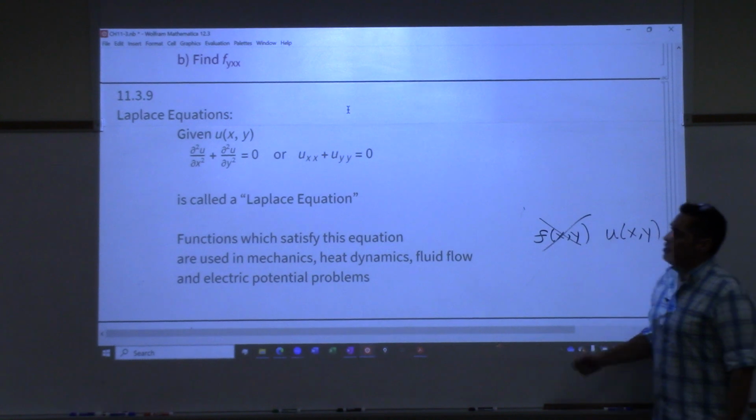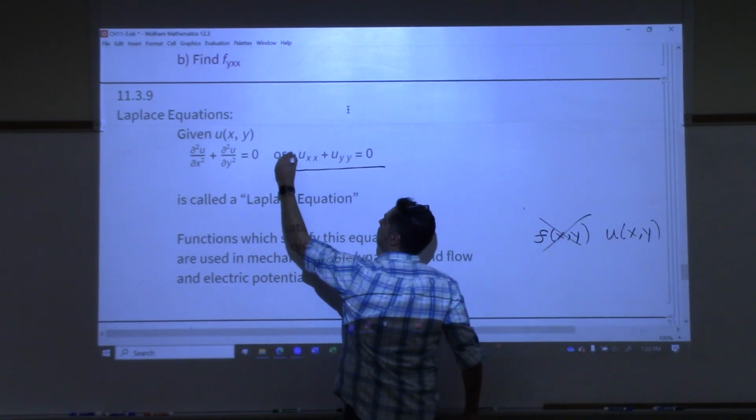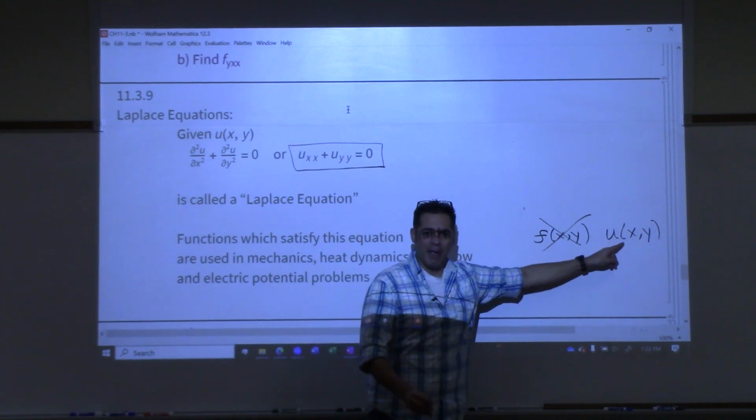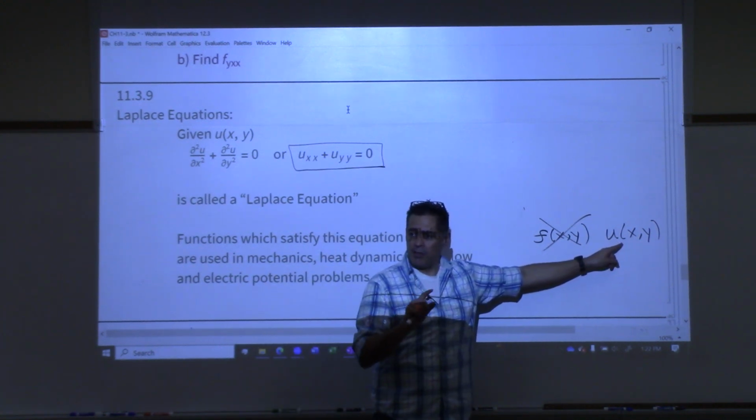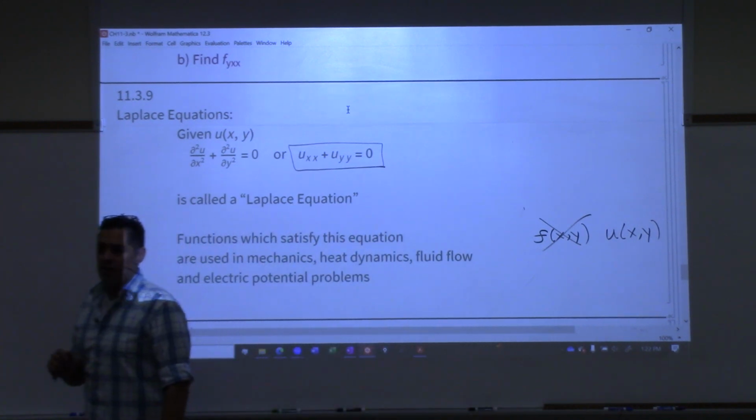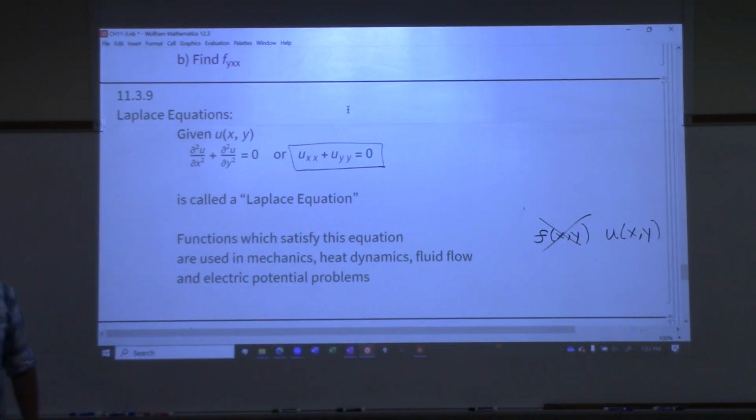A Laplace equation is this equation right here. All it is is the partial of this function with respect to x twice plus the partial of this function with respect to y twice. And then you set that equation equal to 0. And that's called a Laplace equation.